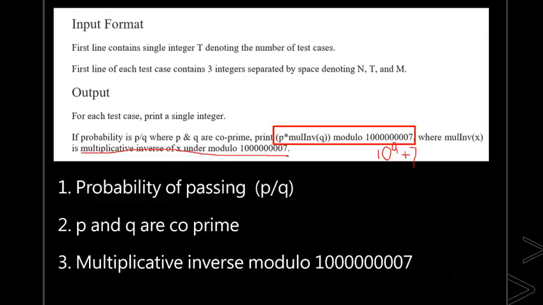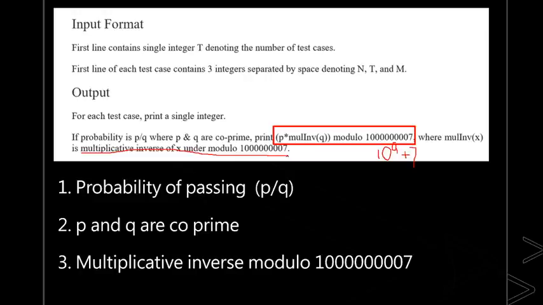So our algorithm is going to contain 3 steps. The 3 steps involved in the algorithm are: first, calculate the probability. After calculating the probability, check whether P and Q are co-prime. After checking whether P and Q are co-prime, you need to find the multiplicative inverse modulo 10 power 9 plus 7. Shall we start with the procedure now?